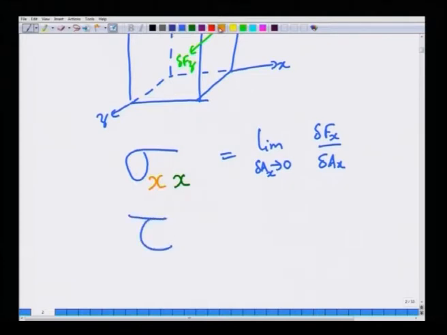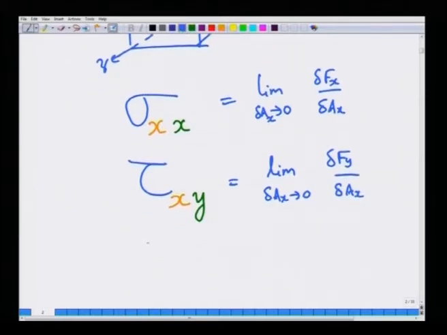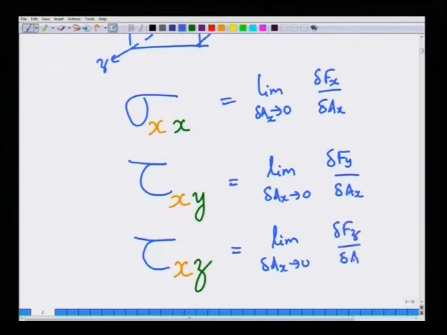I am going to use 2 colors for the 2 subscripts. Tau x y is equal to the limit as delta A x tends to 0, because that is the face we are considering, of delta f y by delta A x. The force is now in the y direction, while the area on which the force is acting has its normal in the x direction. Similarly, you can have tau x z, equal to the limit as delta A x tends to 0 of delta f z by delta A x.